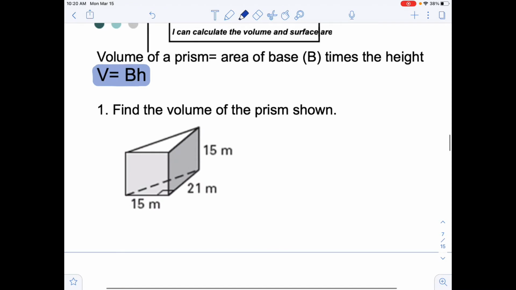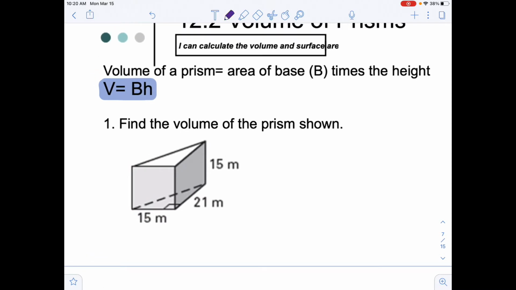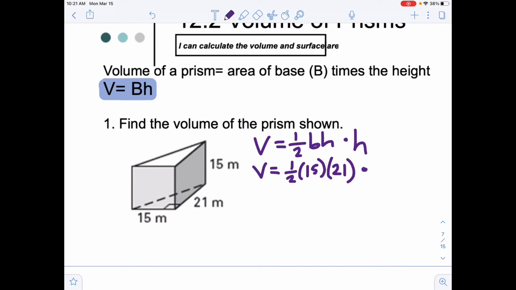So when it says find the volume of the prism shown, well, we know that volume is the area of the base. So the base here is a triangle. So 1/2 base times height is the area of the base, and then times the height of the prism. So then I'm just gonna plug in what I know. Volume equals 1/2. The base here of our triangle is 15. The height of our triangle is 21. And then times the height of my prism here is 15.